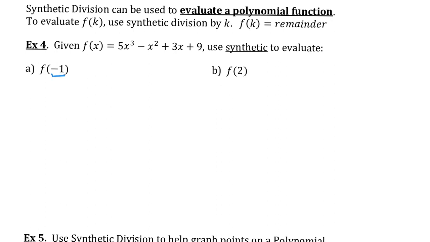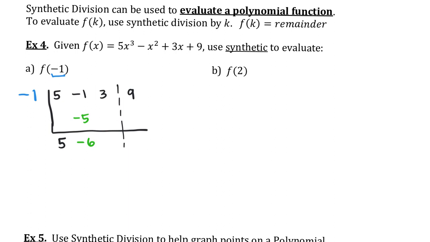So I want to plug in -1. I'm going to try synthetic here. Okay, I'm plugging it into this function: 5x cubed, -1x squared, 3x, 9. The remainder is going to be my answer, so let me make sure to mark that off. The 5 is going to come straight down. -1 times 5 is -5. If I add down -1 and -5, -6.